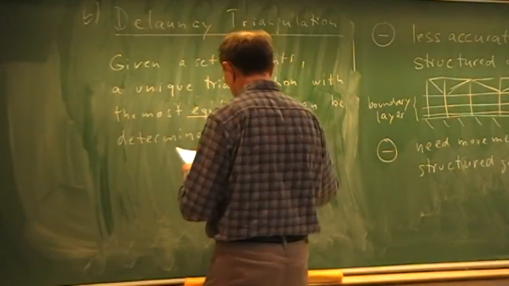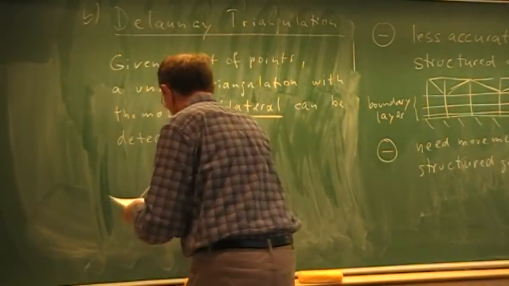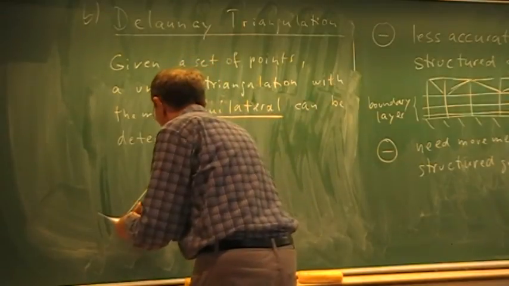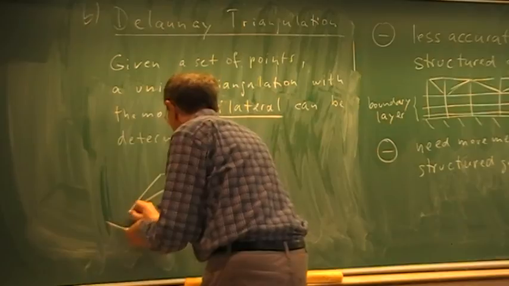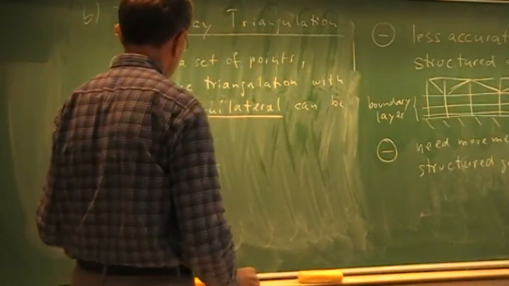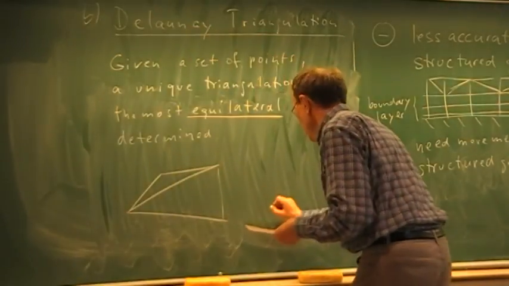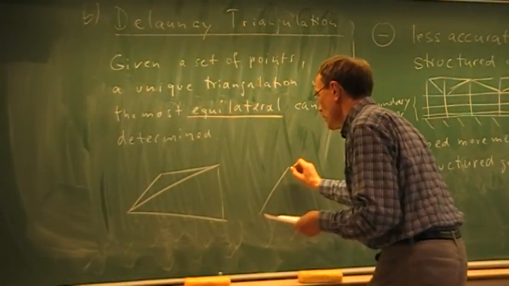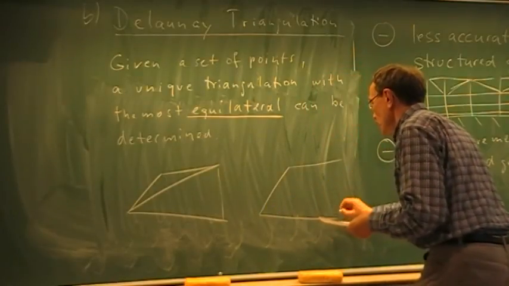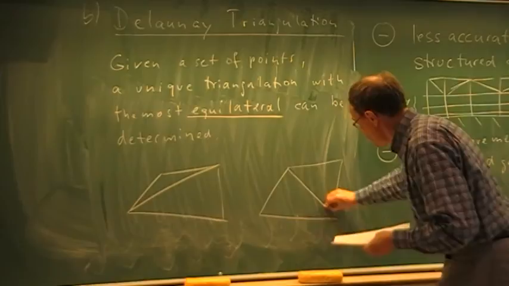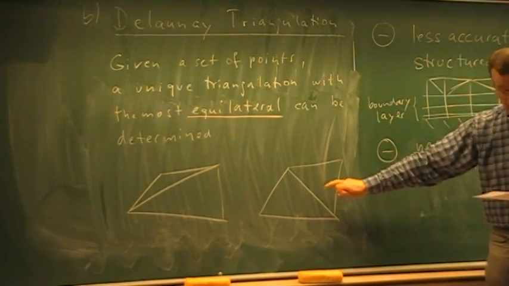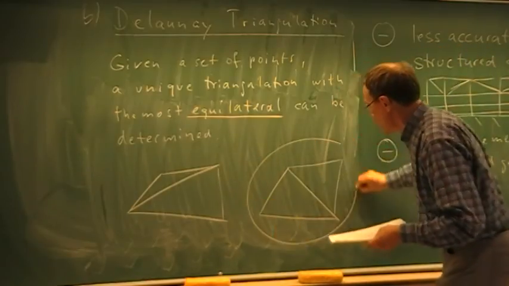If we have an example with 4 points, we would have the chance to have a triangulation like that. That would be one option, or we would have the option to do it like that with these 3 points. Then this option would be more equilateral, so we would choose this one here.